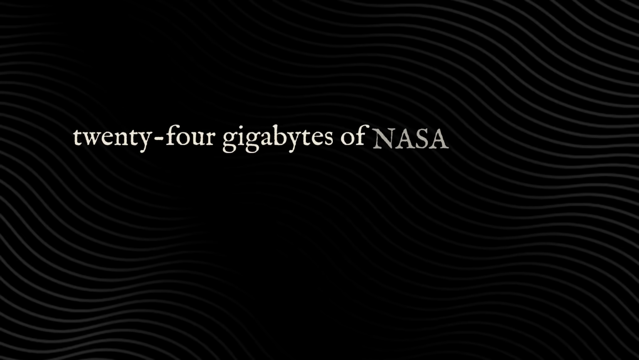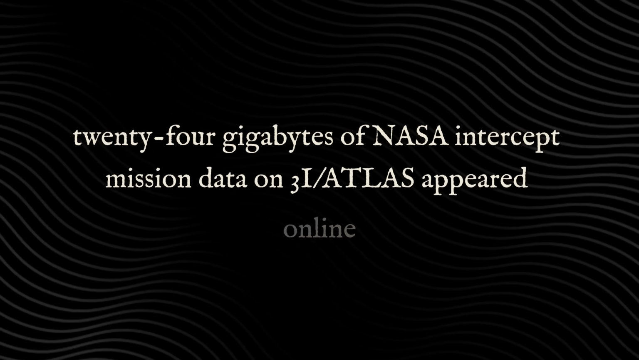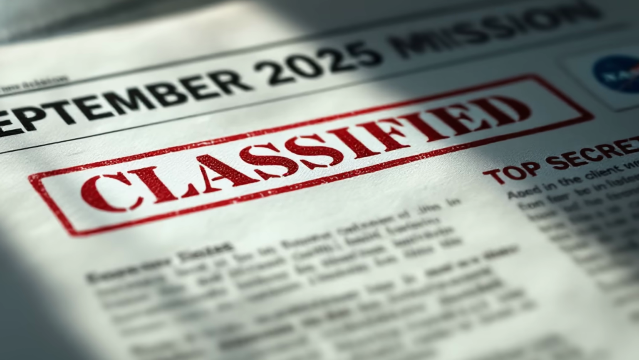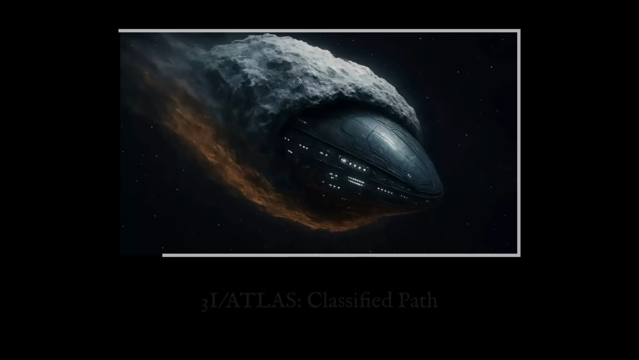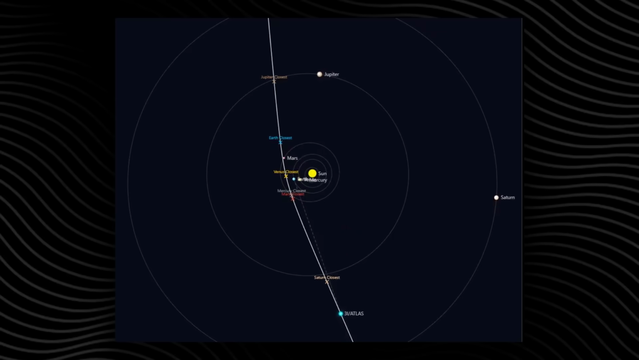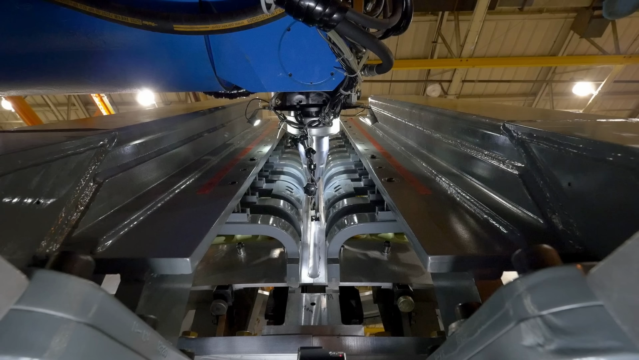In September, 24 gigabytes of NASA Intercept mission data on 3I/Atlas appeared online, with timestamps and classified headers confirming the authenticity of the leak. The files revealed a 26-kilometer object, moving at 130,000 miles per hour, that suddenly changed course, an anomaly no known natural process could explain. High-resolution images showed smooth metallic panels and ribbed seams, unlike any comet previously observed.